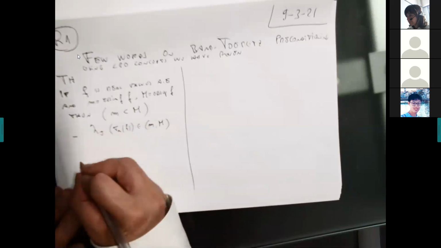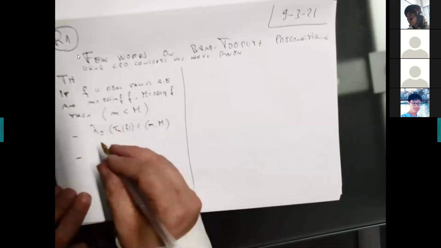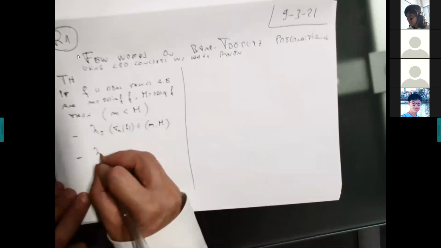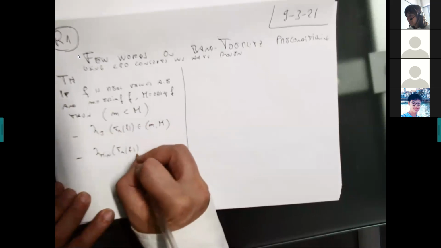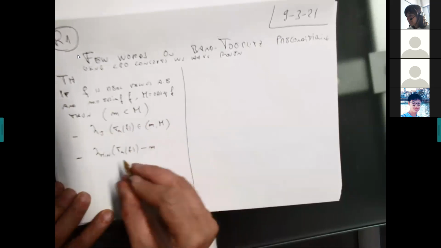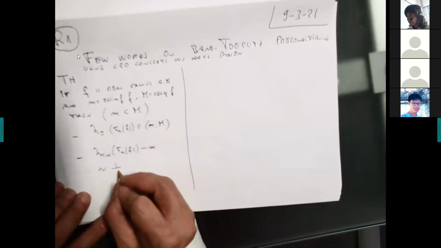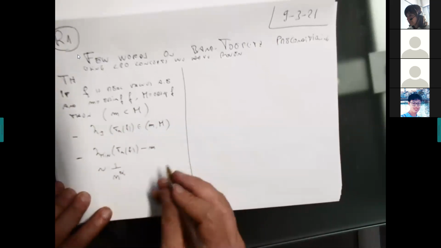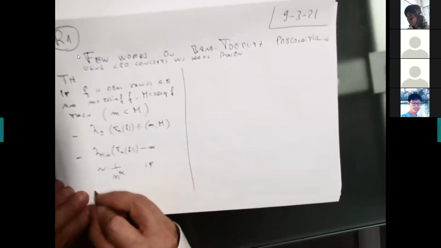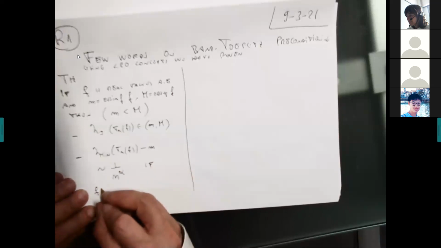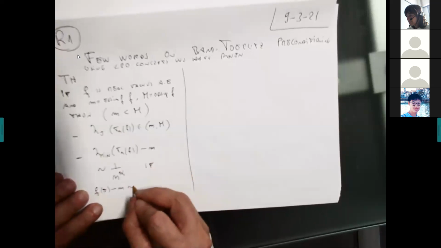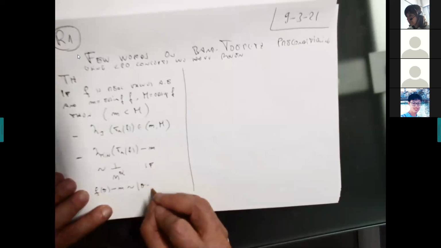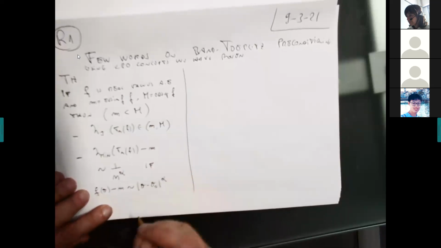But there is even something more: that lambda minimum of Tn(f) minus m is asymptotic to 1 over n to the power alpha if f of theta minus small m, the minimum, is asymptotic to some theta minus theta 0 to the power alpha.